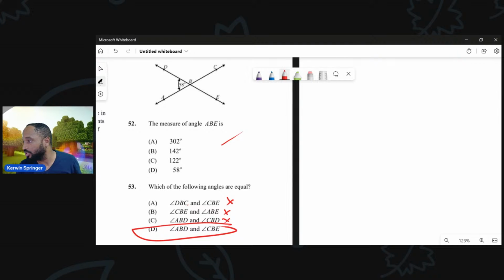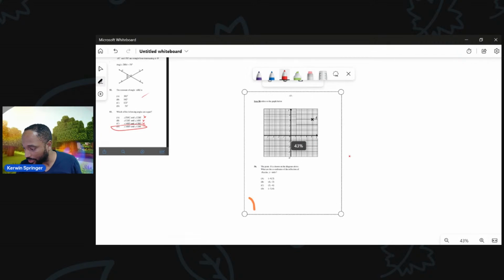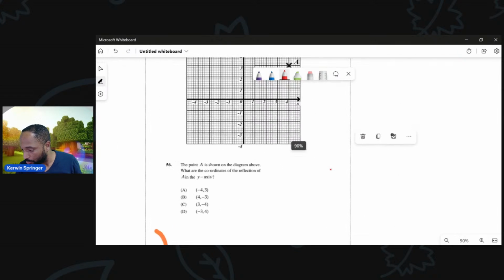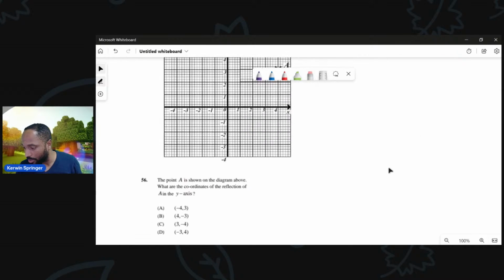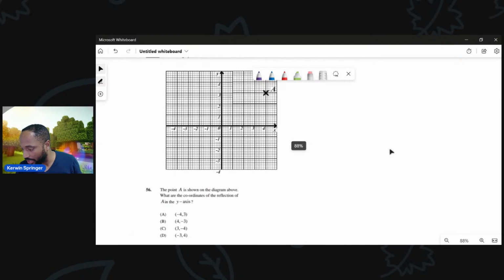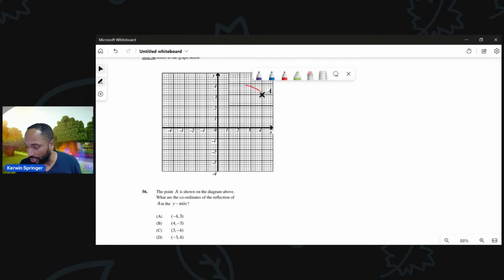All right, so now we try. Let me see what's going on here with Tysana. Tysana sent us something here. The point is shown on the diagram above. What are the coordinates of the reflection in the y-axis? If you reflect on the y-axis, you flip across there, like you see 1, 2, 3, 4. 1, 2, 3, 4. Over here, you will end up with A prime. So it's negative 4, 3. A is the answer.